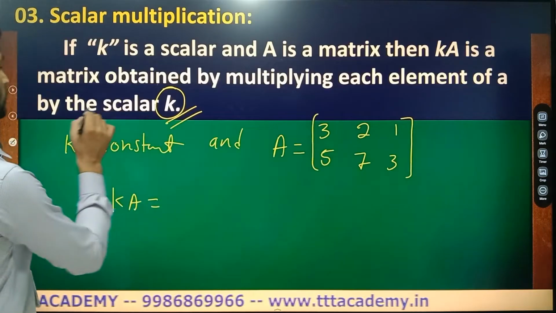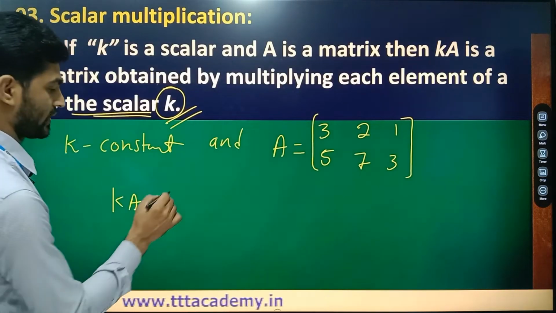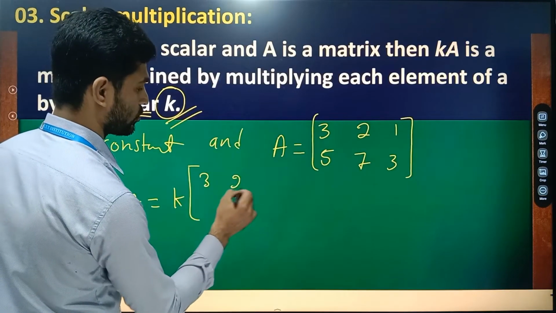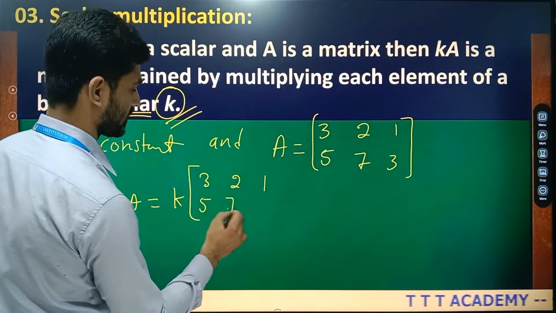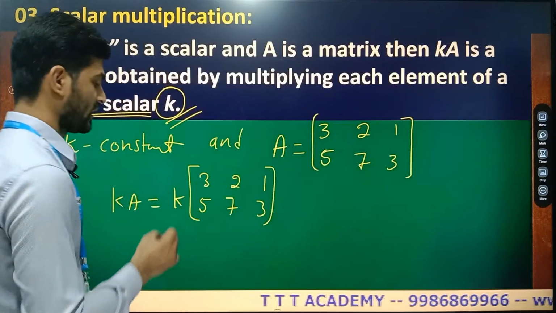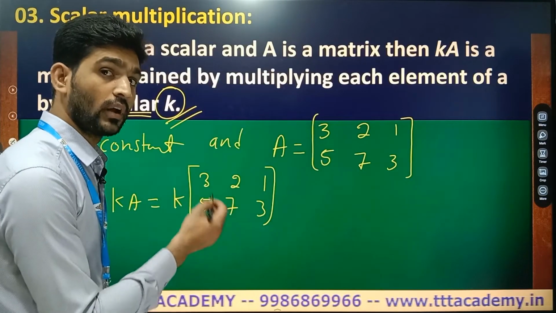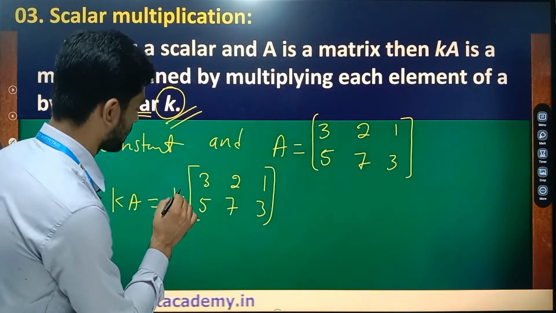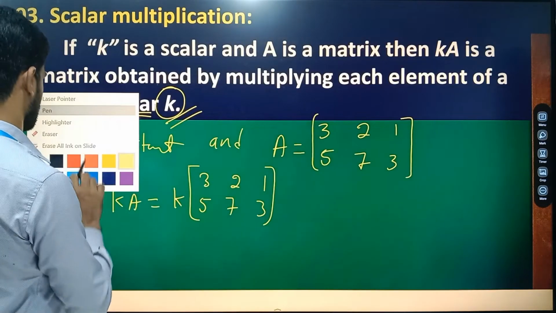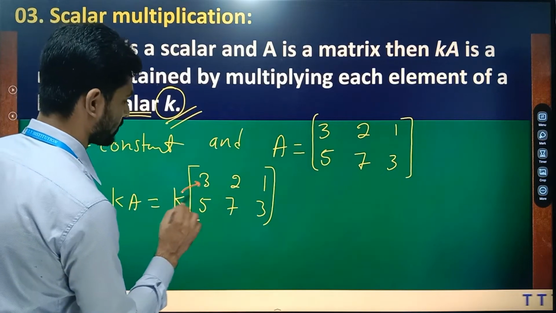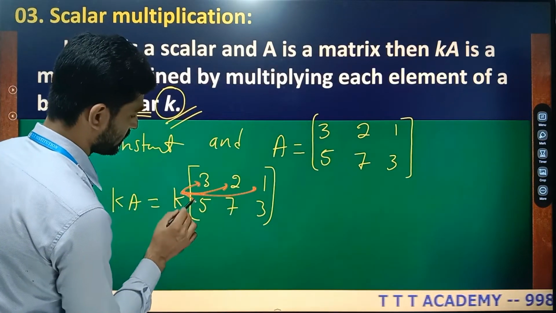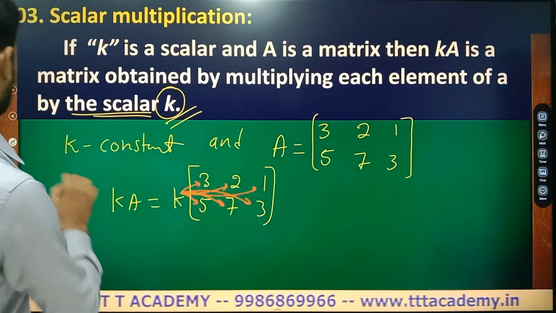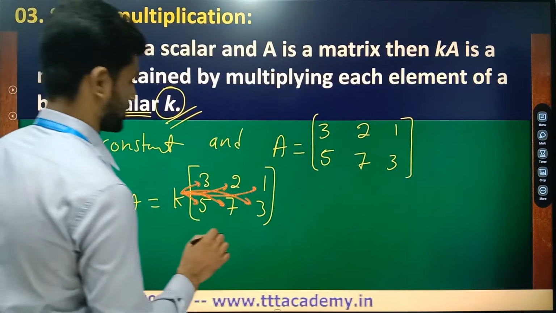What is k? We know that k is a scalar constant, kept the same, into A, where A is the matrix 3, 2, 1, 5, 7, 3. Okay. If you multiply this k to every element, that is the procedure of scalar multiplication of a matrix. So what we need to do, dear students, is multiply k to every element, this element, this element, this one, this one, this one. For all elements we multiply k. That is the procedure of scalar multiplication.